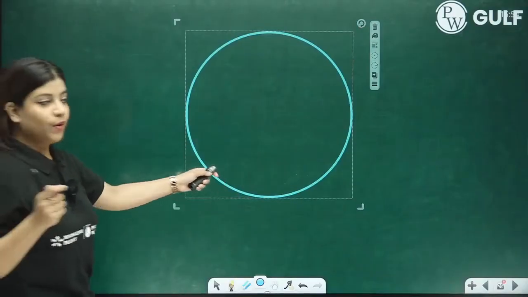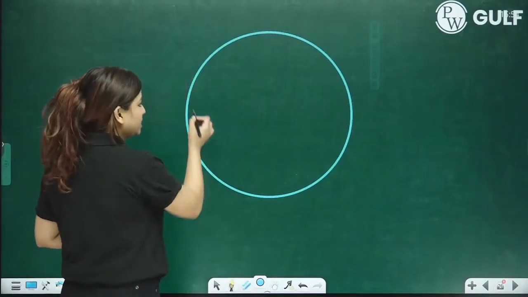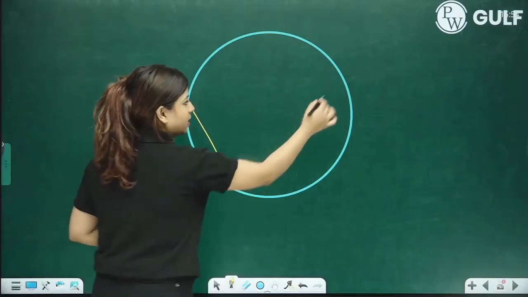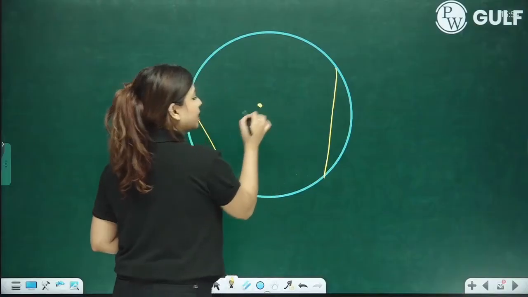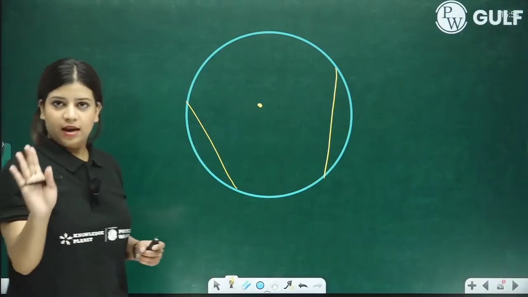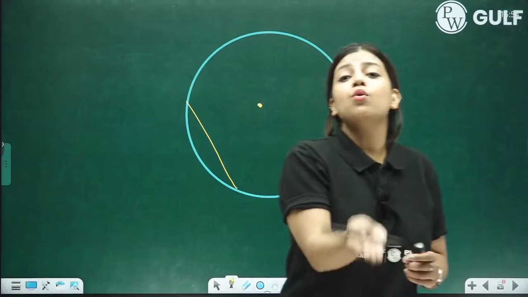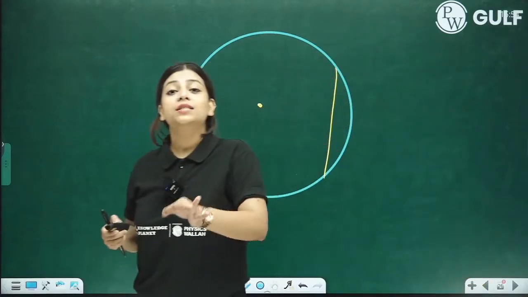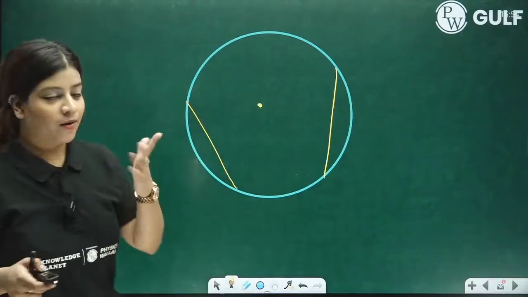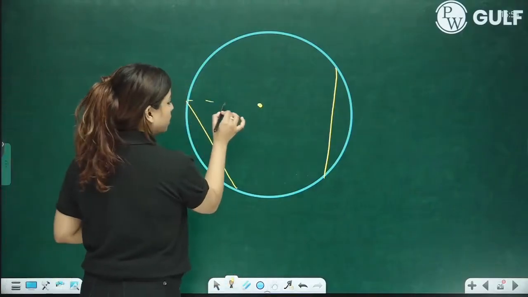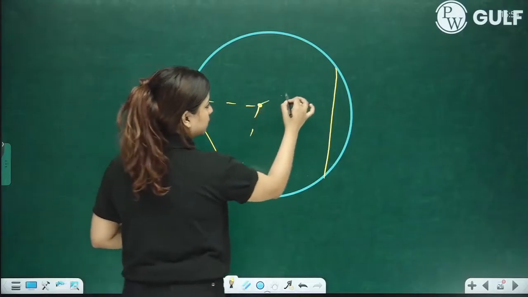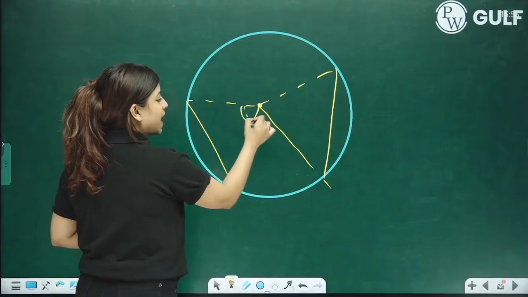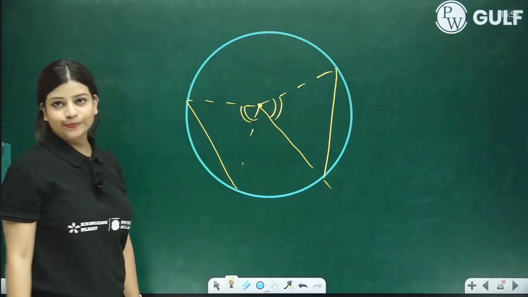For example, you have a circle, students, and it is given that there are two chords. It is given that there are two chords, but it is not given that they are equal. Now, these two chords subtend a certain angle at the center. What is given to you is that this angle is equal to this angle.